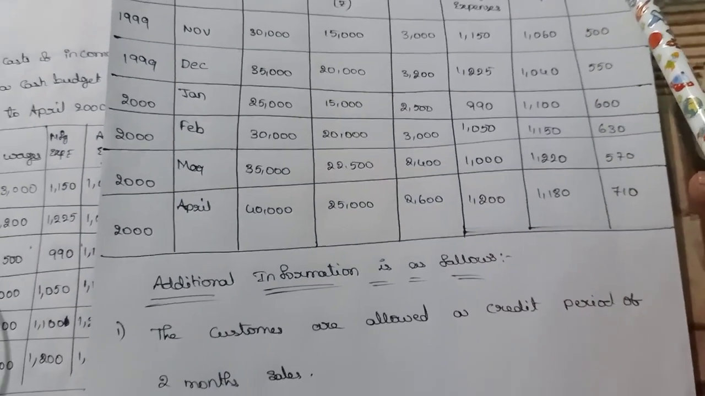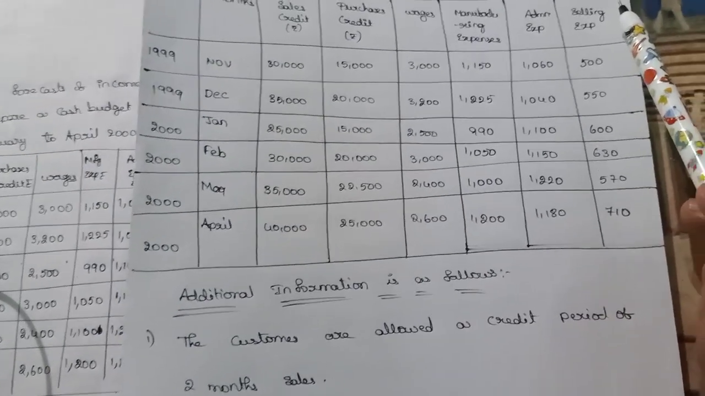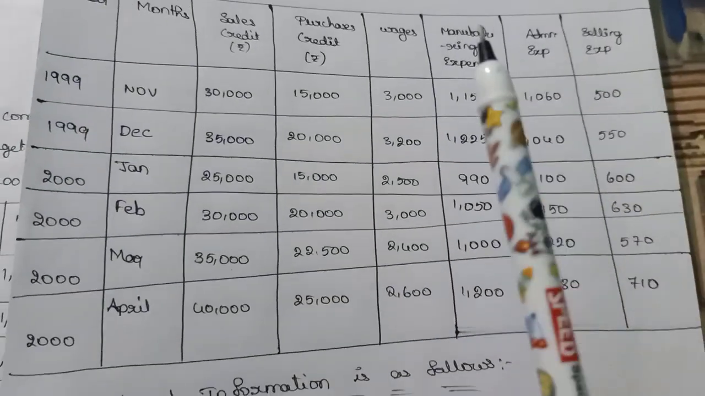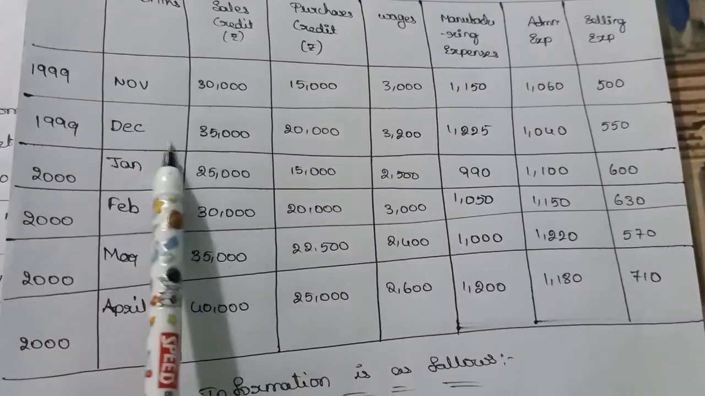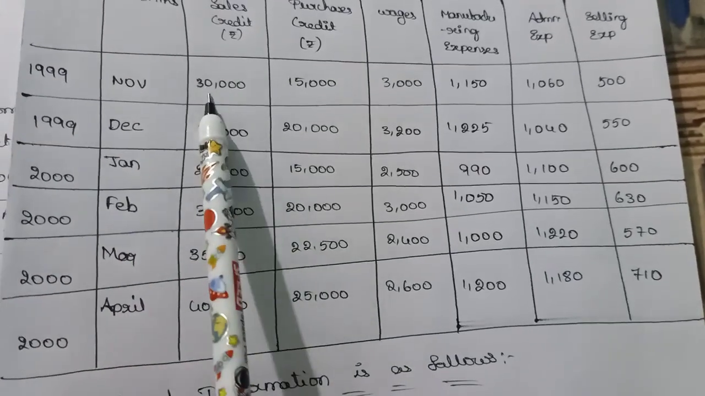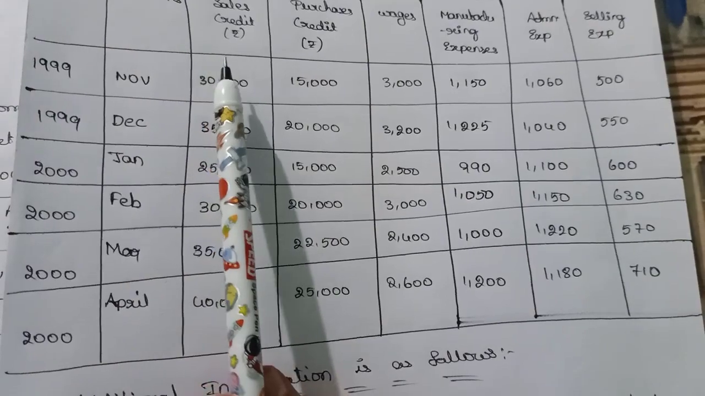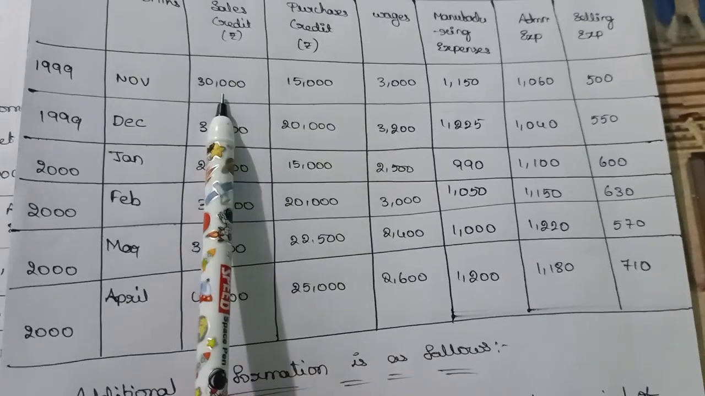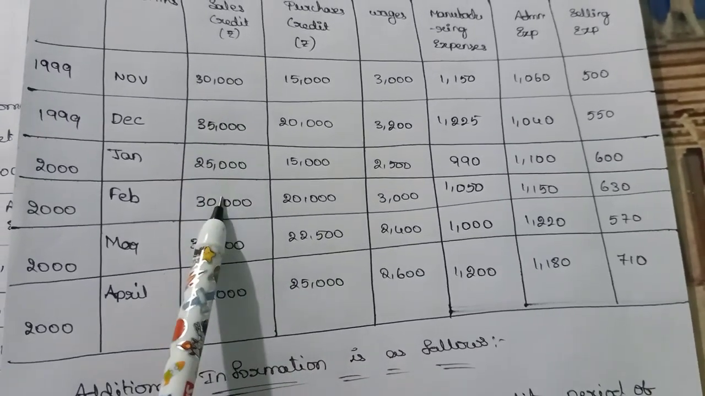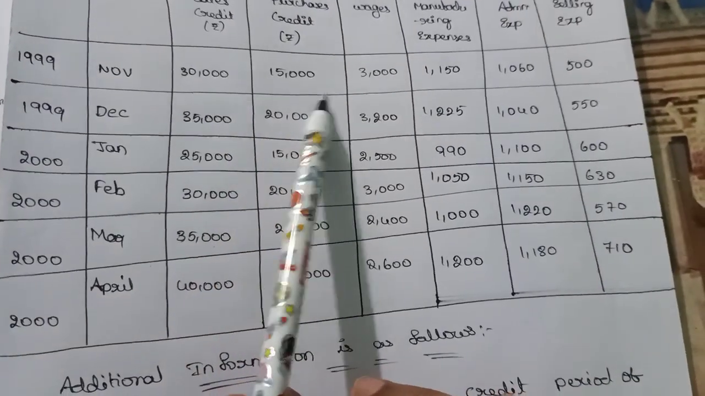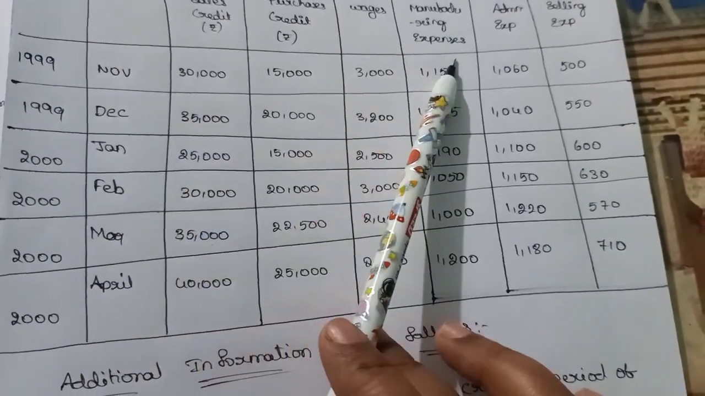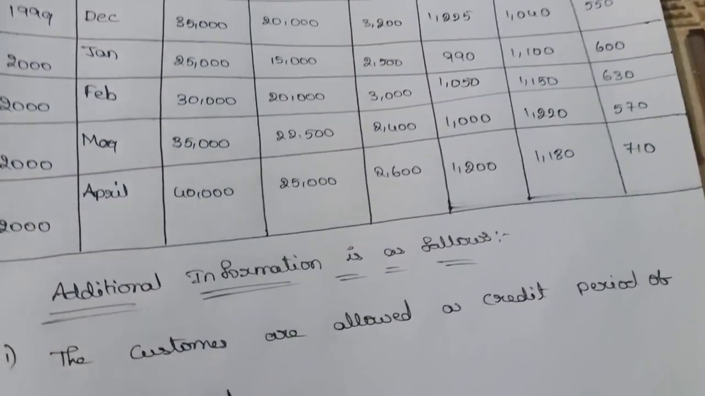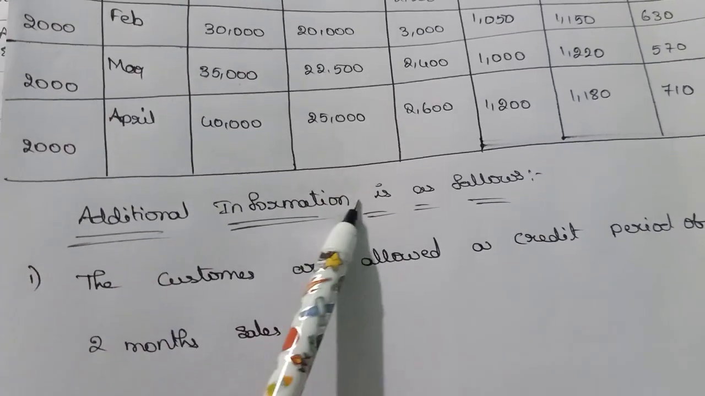Have a look here at the case study. The particulars given are November, December, January, February, March, April, and the sales, purchases. The sales is credit, purchases is credit, wages. These are the figures in rupees. For November, December, January, February, you can see the amounts clearly for sales, purchases, wages, manufacturing expenses, administrative expenses and selling expenses. Okay, let us go to the additional information given here.